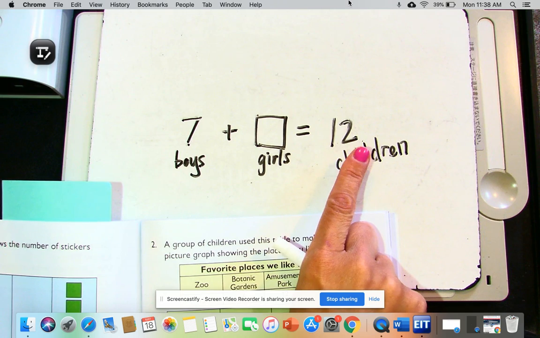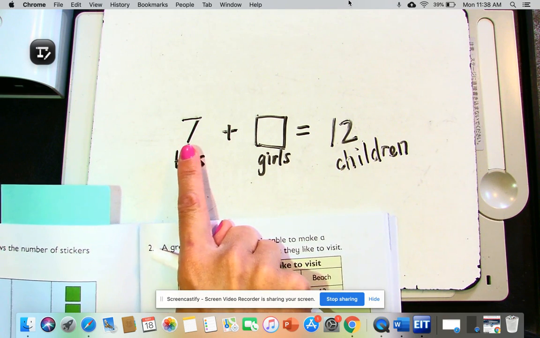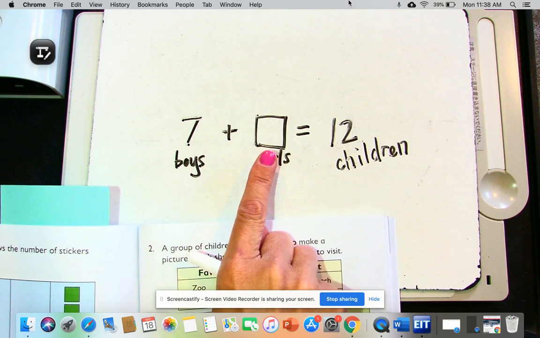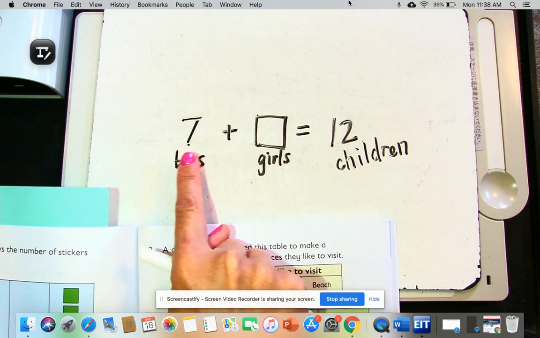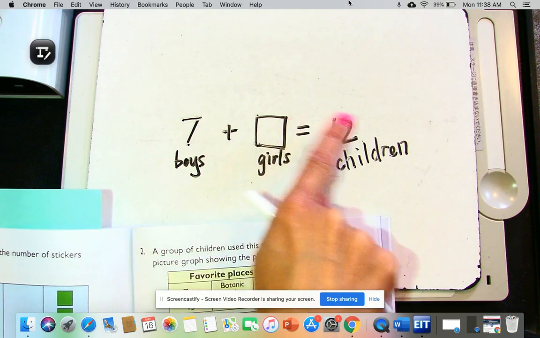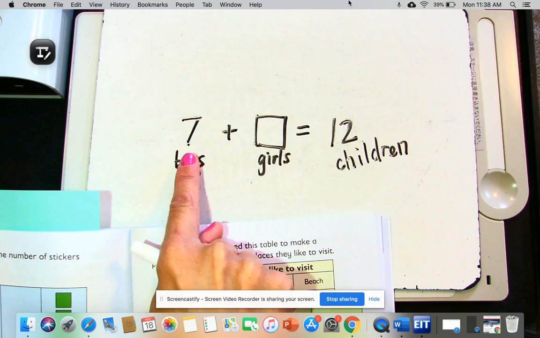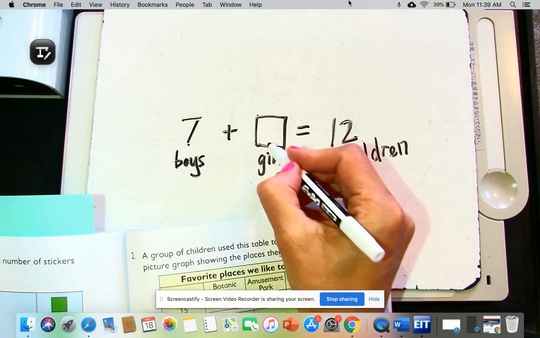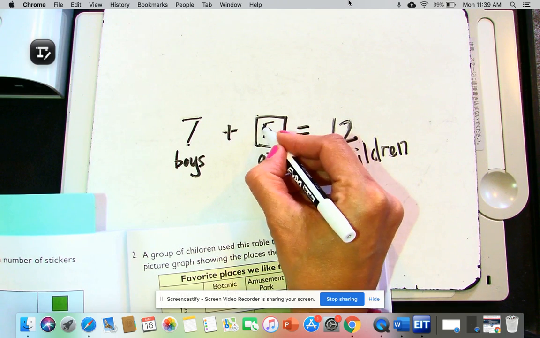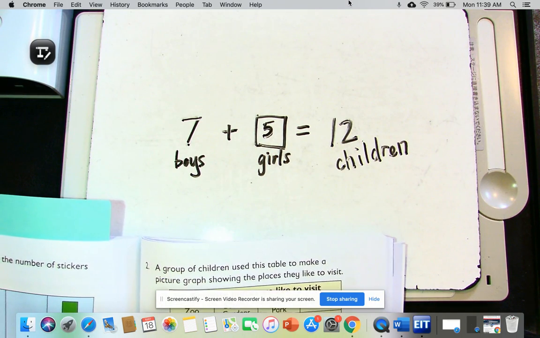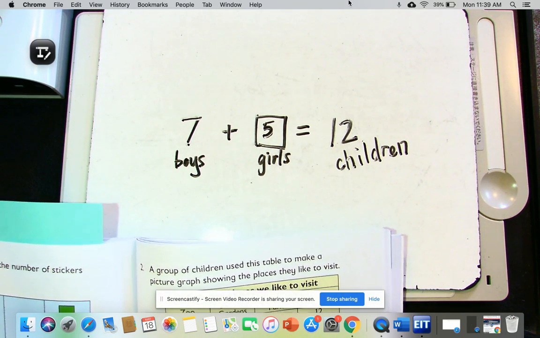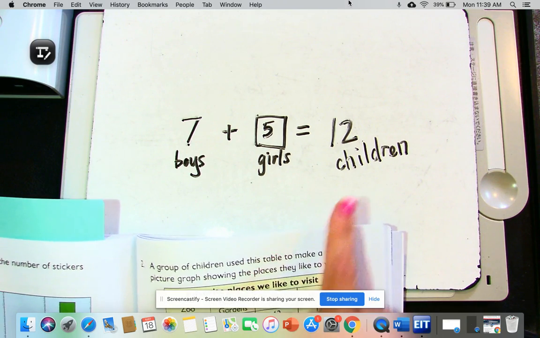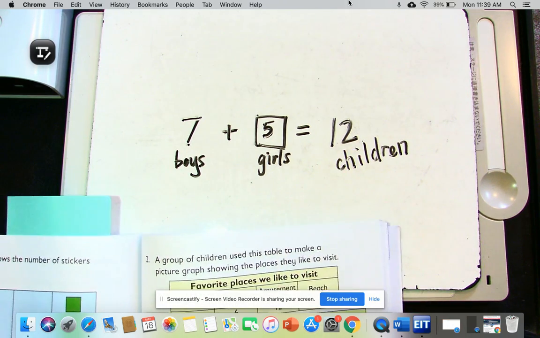So we can think about 12 minus 7 to find our missing part. So 12 minus 7, we can also think about 7 plus what gets us up to 12. And I know 7 plus 3 gets me up to 10, and 2 more makes 12. So our missing part would be 5. So 5 girls and 7 boys like the amusement park because 12 children altogether.